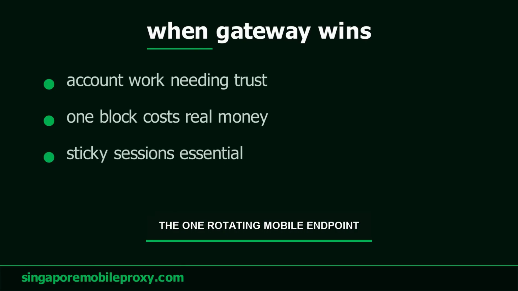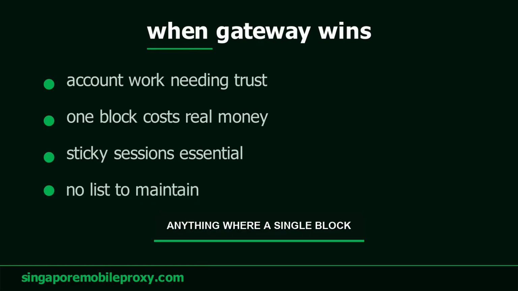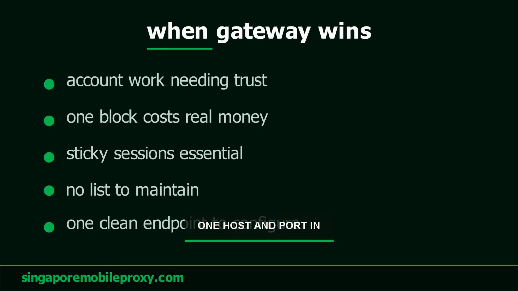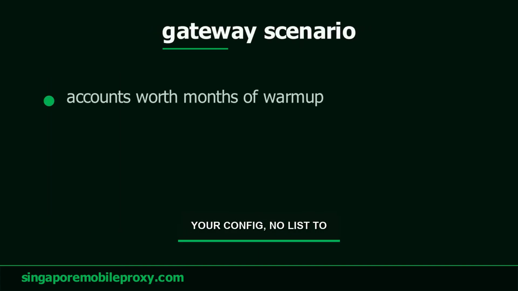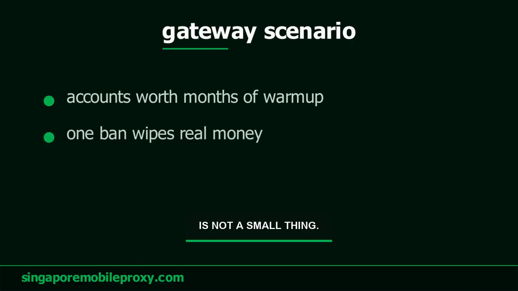And when does the one rotating mobile endpoint win? Account work. Anything where a single block costs real money. You want the highest trust IP, you want clean sticky sessions, you want simplicity. One host and port in your config, no list to maintain, no dead IPs to prune, no babysitting. The simplicity is not a small thing. It is hours of your week.